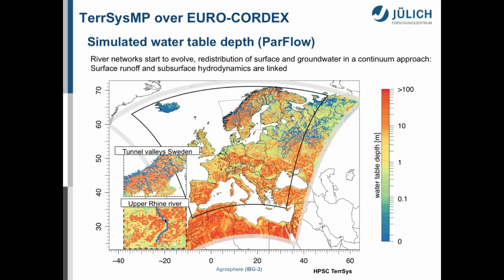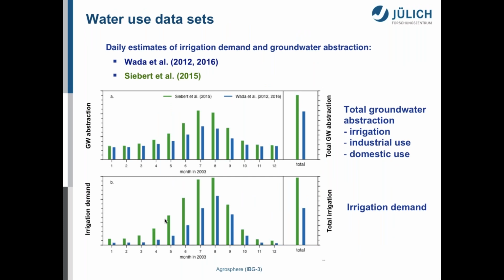Okay, so in this system now we implemented the water use data sets, including groundwater abstraction and irrigation. In the next slides, the results are semi-quantitative. Why? Because we are still in the process of publishing this information. I apologize for this, but I think this is an appropriate way to present this data at this point.